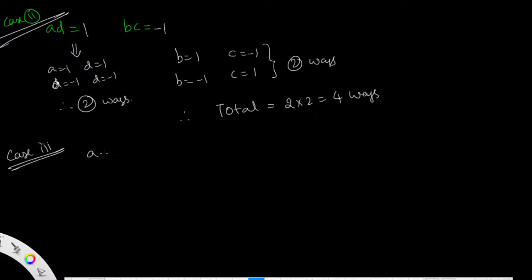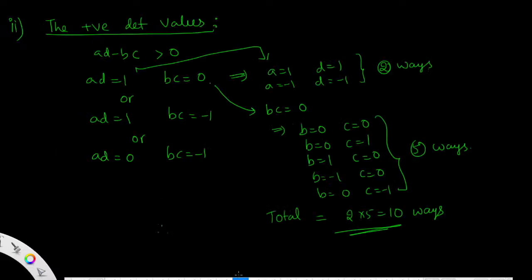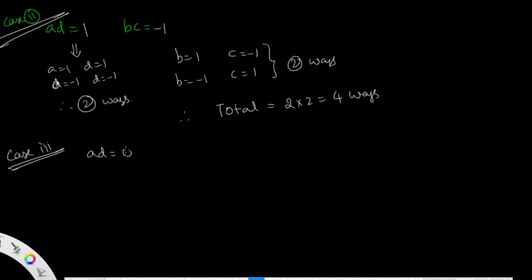Case 3 is what? AD equal to how much? AD equal to 0 or BC equal to minus 1. AD equal to 0 means, just now we have learned, that is 5 ways. BC equal to minus 1 means 2 ways. Therefore, total number of ways here is 5 into 2, then we can get 10 ways.